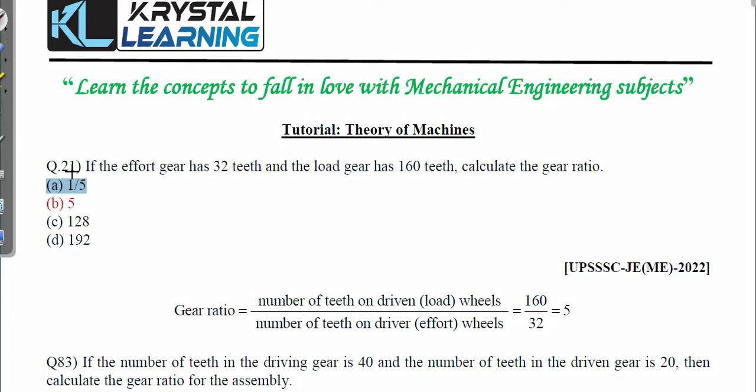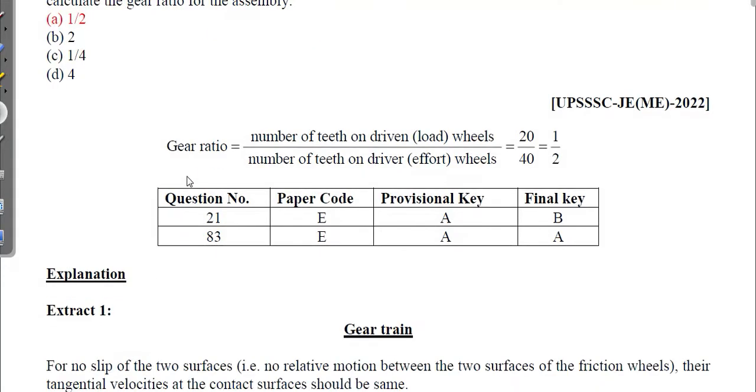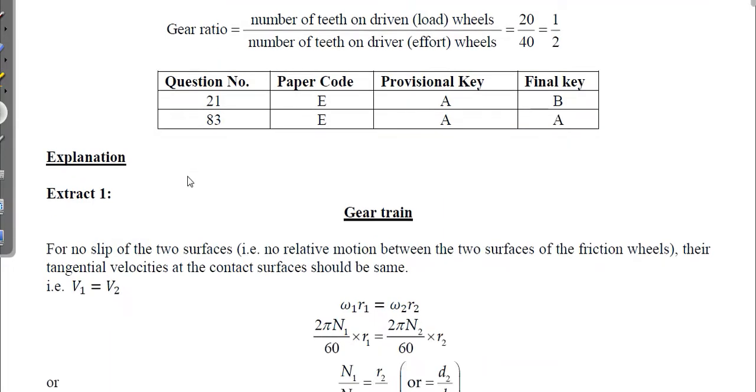If I say both answers are right, 1 by 5 and 5 in the first question, and in this question also 1 by 2 and 2 are right, it is just the inverse. It is just the game of being inverse. So both of the things are right, because we will see in the coming extracts or references that both of the terms are used for gear ratio.